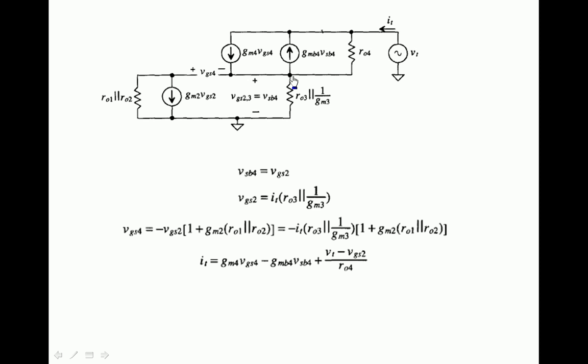VSB4 is nothing but the source-to-bulk voltage, the source of M4 and the bulk of M4. So this is the source of M4 and this is the bulk of M4. VSB4 is nothing but VGS2. VGS2 is nothing but the total current flowing through this resistor, so IT multiplied with 1 by GM3.